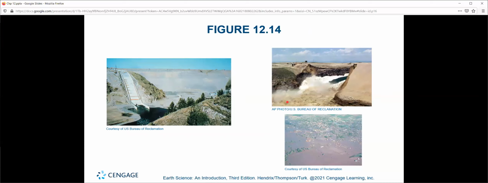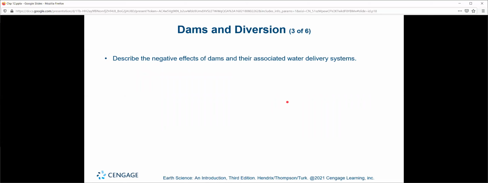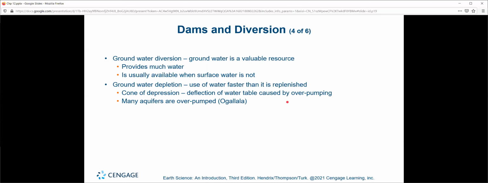Right? All these images that can happen as a result of us harnessing the power of water. Dams bursting, dams breaking, rivers changing, areas flooding, what have you. As I said before, there's an ecological disruption factor when you affect natural water flows we talked about last chapter. Changing river valleys can alter lake biota. These, of course, can have a massive cost not only on the flora and fauna of the area, but also the human involvement with it. Dams have negative effects. Of course, dams also have positive effects, right?